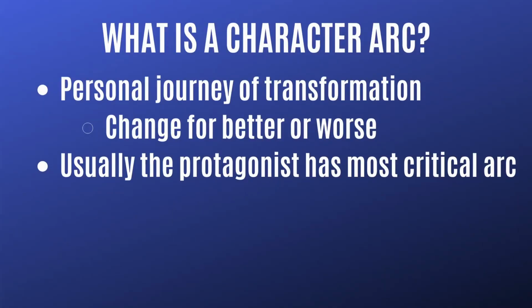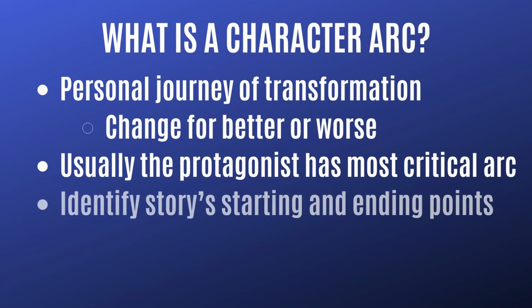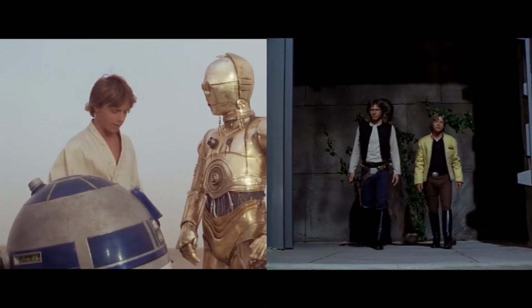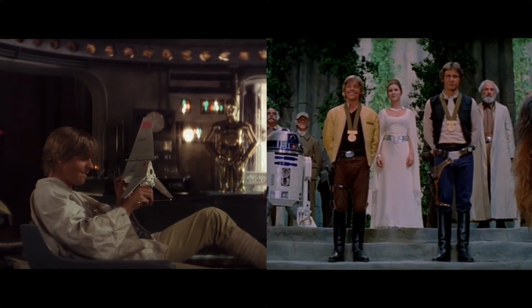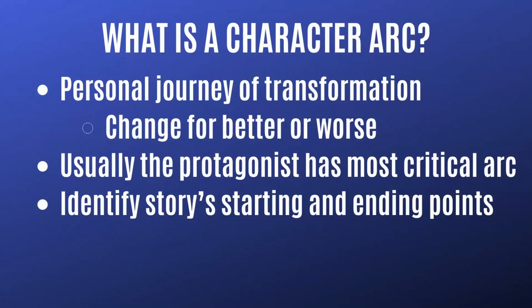Now, some people have trouble identifying character arcs. The easiest way to tell if a transformation occurs is by looking at the story's starting and ending points. Think of them as before and after snapshots. Then ask the question, has an important character undergone meaningful change? If so, the story contains a character arc.